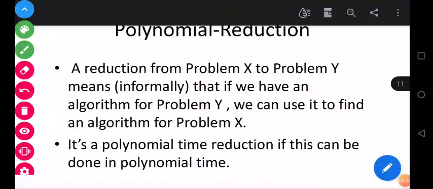Now, what is polynomial reduction? A reduction from problem X to problem Y means that if we have an algorithm for problem Y, we can use it to find an algorithm for problem X. It's a polynomial time reduction if this can be done in polynomial time.